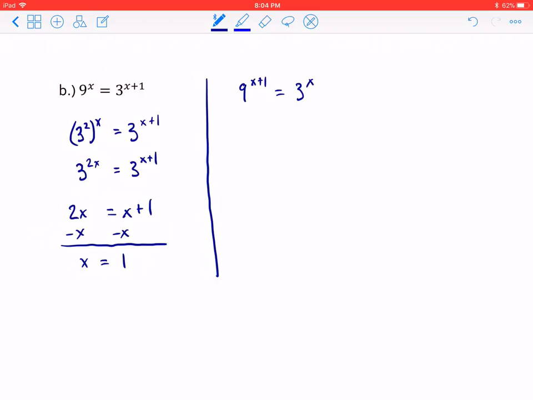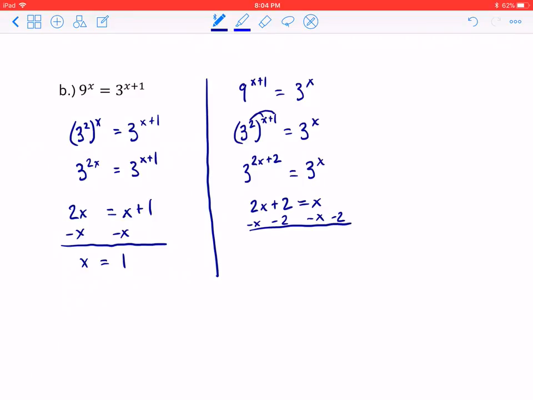So, just like before, 9 is 3 squared. But then we have to the x plus 1, and then that's still 3 to the x. But be careful here. Power to a power means I have to distribute this. So this becomes 3 to the 2x plus 2 equals 3 to the x. It's still matching bases, so 2x plus 2 is equal to x. Subtract the x from both sides, subtract the 2 from both sides, and we find that x is equal to minus 2. So again, just be very careful with the distribution and things to that effect.